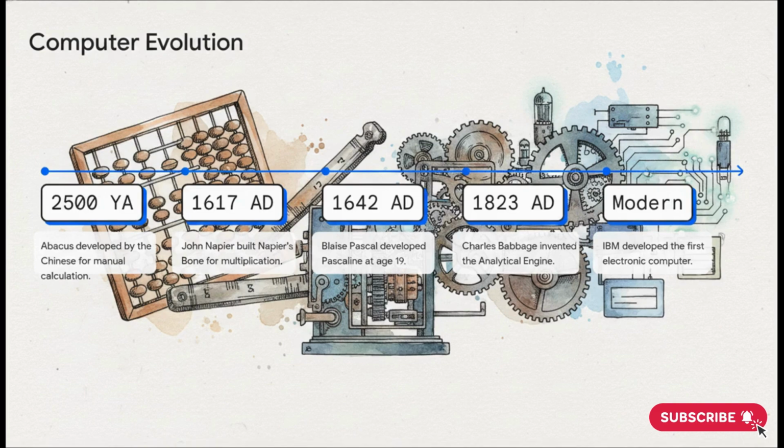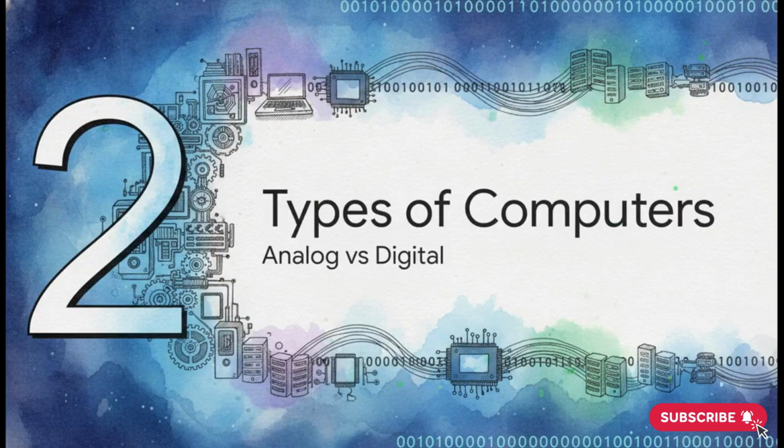Just a few decades later, in 1642, a 19-year-old Blaise Pascal develops the Pascaline for adding and subtracting. Then, jumping to 1823, Charles Babbage, who is often called the father of the computer, invents the mechanical analytical engine. This entire mechanical evolution laid the absolute groundwork for the modern electronic machines famously developed by companies like IBM in the 20th century.